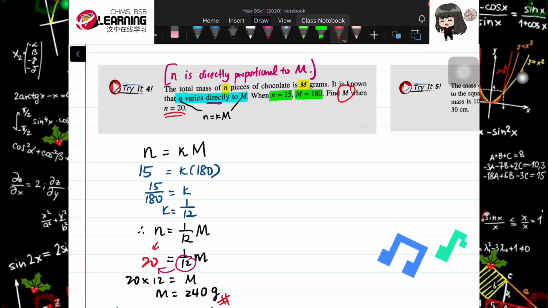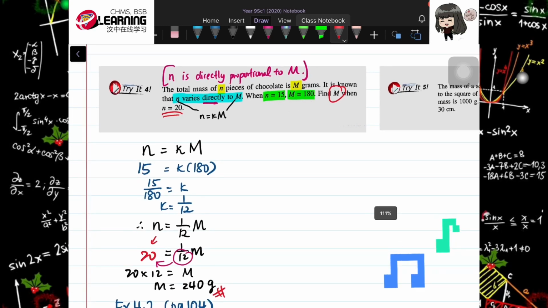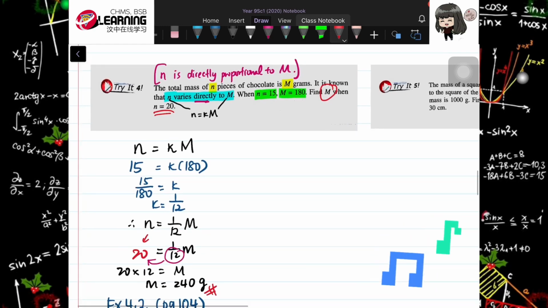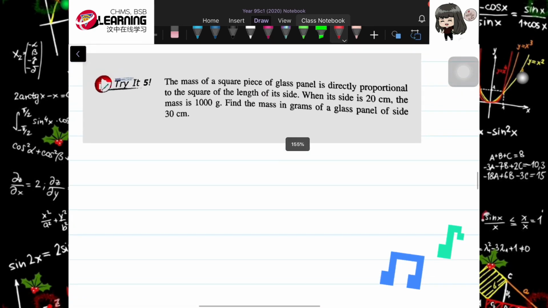Okay, so again, n is directly proportional to m, so n equals km. First step, you form an equation. Second step, you find the constant. And then last step is you find whatever that they ask you to find. Okay, that's for try it 4. Let's proceed to try it 5.